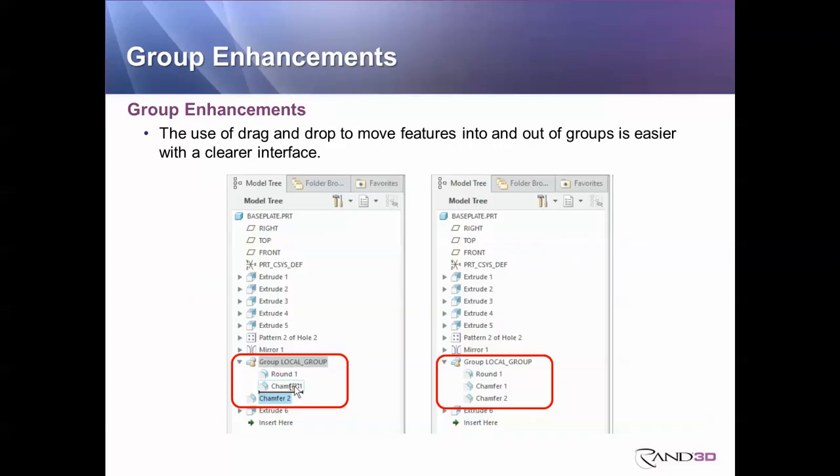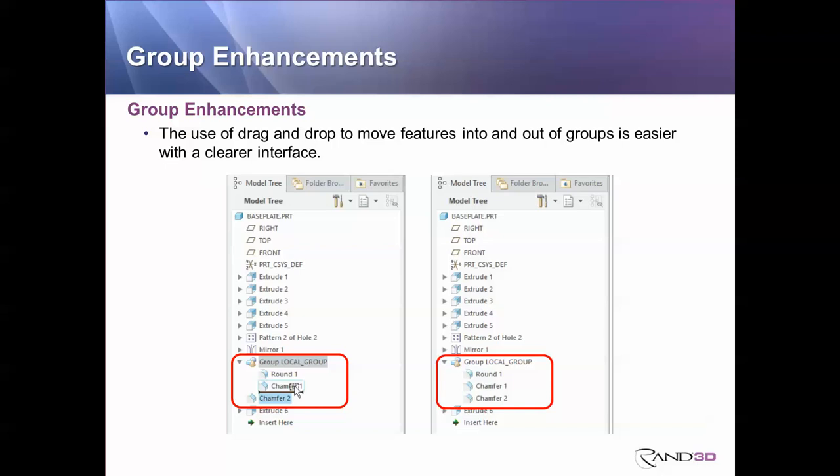You also have some enhancements to your groups. You can use the drag and drop functionality to move features in and out of groups. This will allow that process to be a lot easier to deal with. You also have an insert here arrow, insert mode functionality that can be used in the group when you right click. So you can right click and access insert here, or you can just drag, and that will bring up the ability to relocate the geometry within the group.